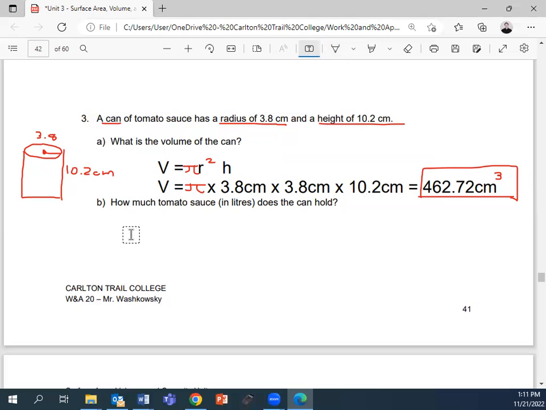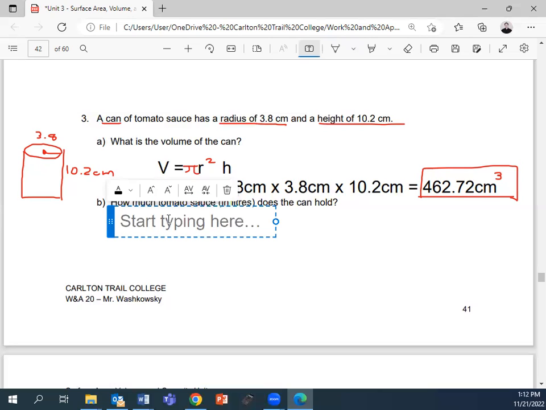Okay, so I'll give you a second. And yeah, this next question here is how much tomato sauce in liters does the can hold? So now we're in a capacity question, right? In liters. So we need to convert this. You wouldn't say, oh, it fits 462 milliliters. You wouldn't say, oh, it fits 462 liters.